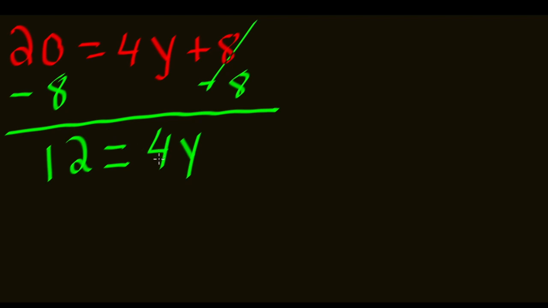So now you have the 4 multiplying the y. In order for you to make this 1, you have to take the inverse of it. The inverse of 4 is 1 over 4, or divided by 4. So 4 divided by 4 is 1, and you don't usually put the 1 in front of the variable. Now you only have the y left. Whatever you do on one side, you've got to do on the other side because this is an equation. So 12 divided by 4 is 3.